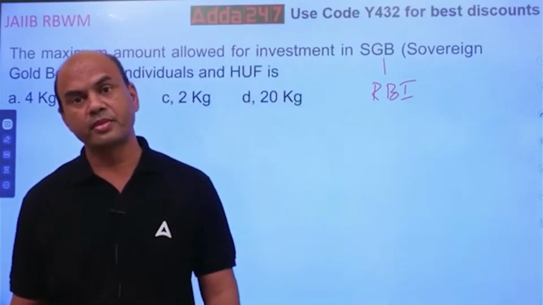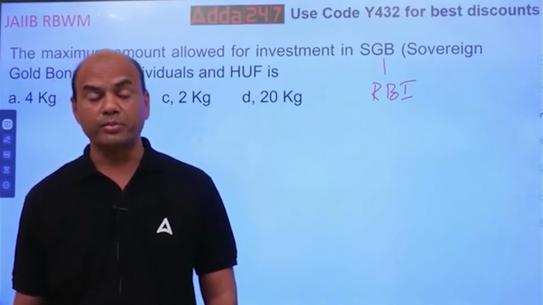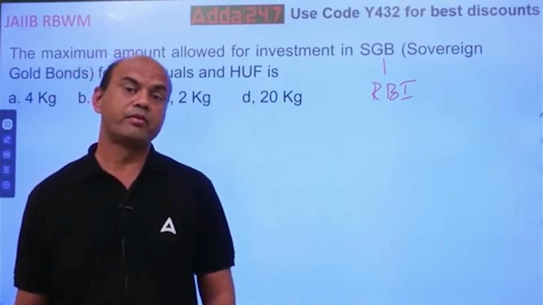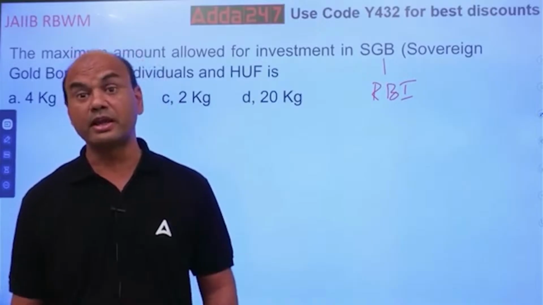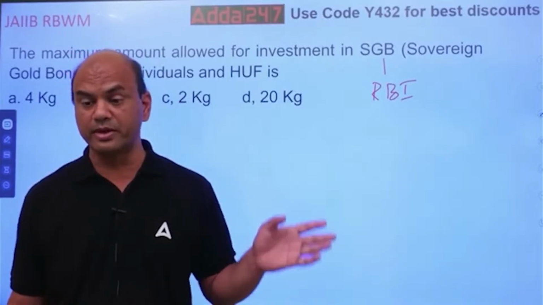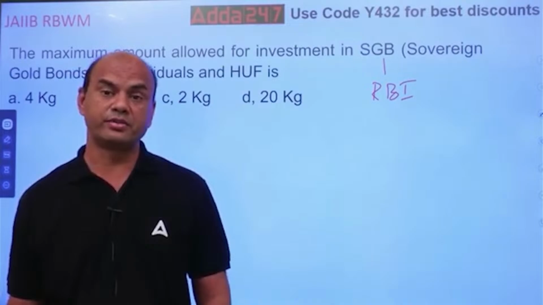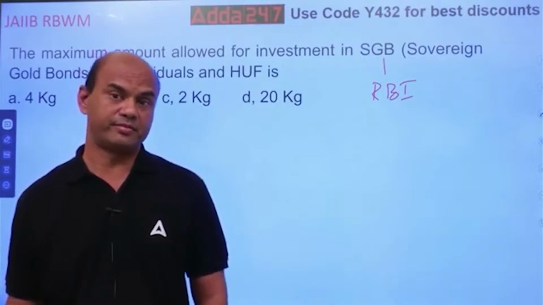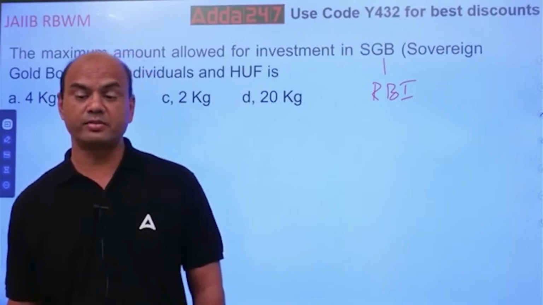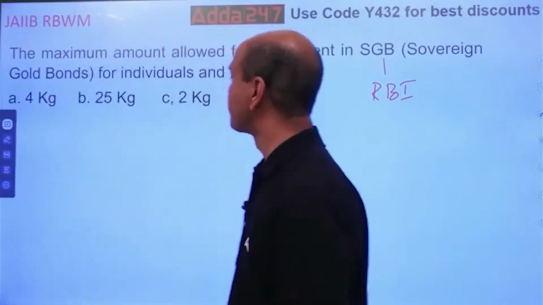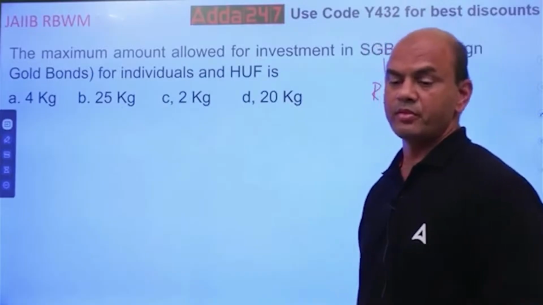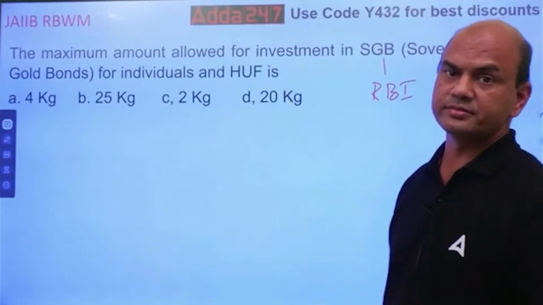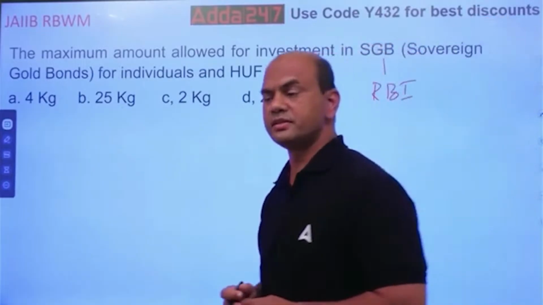So the point over here is: what is the amount of gold which is allowed to be purchased by a retail person like you and me, an individual and HUF? The maximum SGB which you can purchase is 4 kg, 25 kg, 2 kg or 20 kg. What is the answer to this, everyone? Comment section.